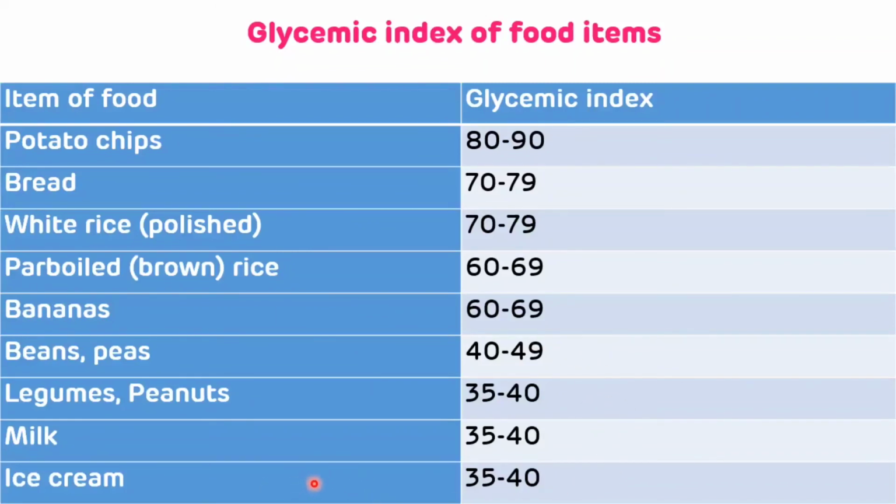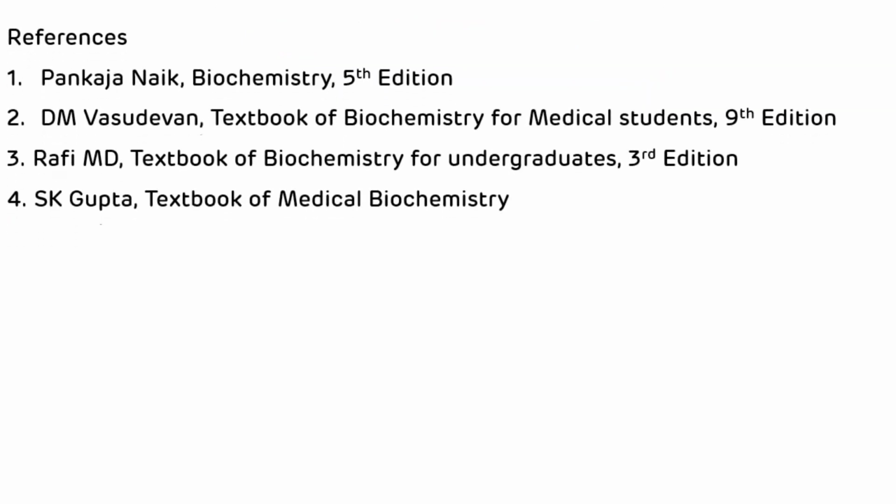Though ice cream contains a high amount of glucose, it is present with fat which prevents its absorption. So ice cream has a low glycemic index, and various fruits are also categorized in low glycemic index foods except watermelon and bananas. So that is the glycemic index of various food items. So that is all about glycemic index. These are my references.